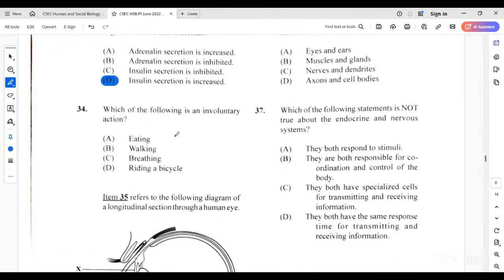34, which of the following is an involuntary action, meaning one that is not controlled, one that happens automatically? You don't have to think and ponder about it. It happens really simply, really smoothly, without you having any thought about it. And you know that one is breathing.